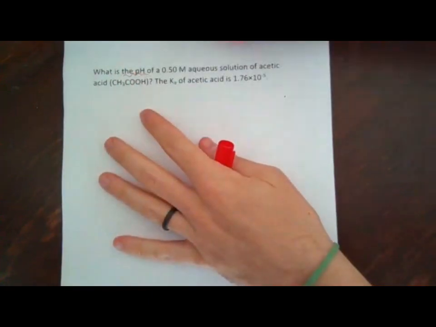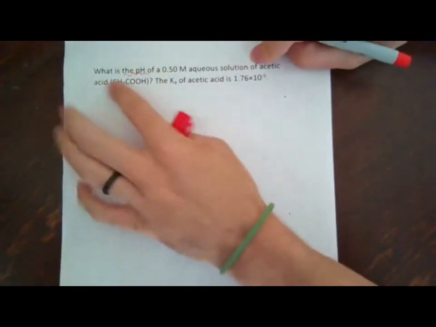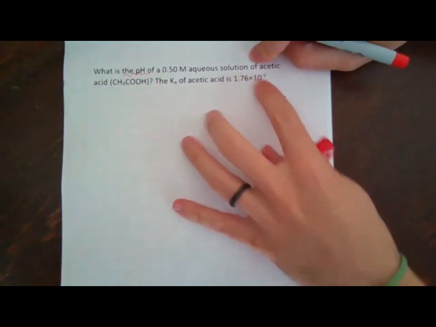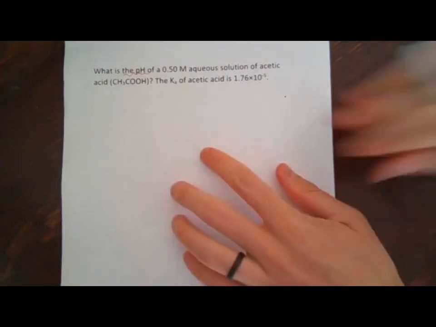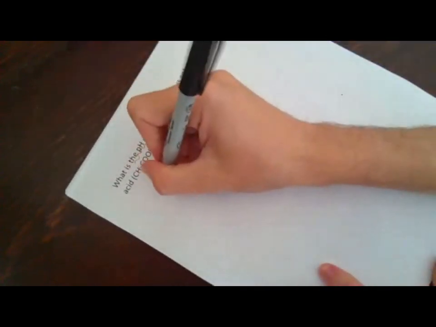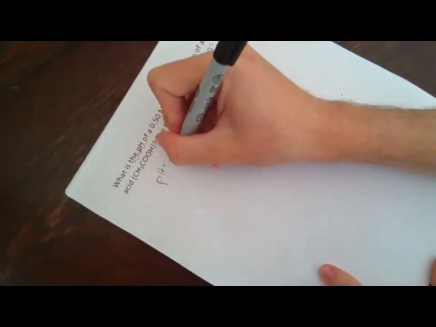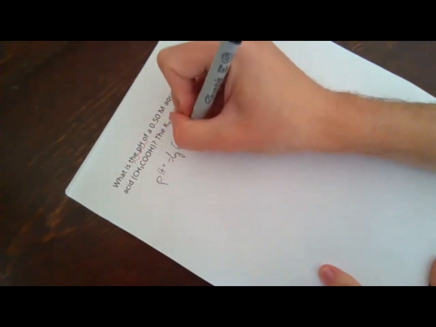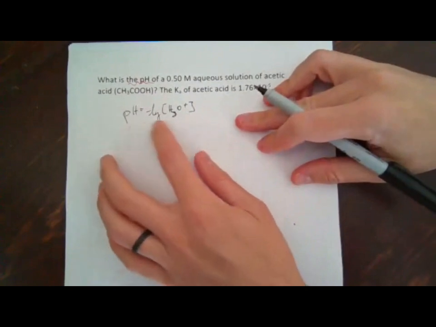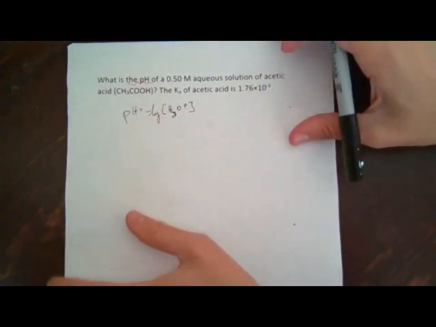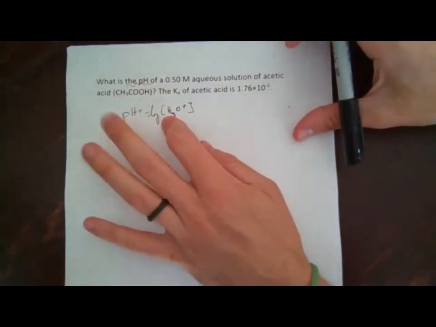All right, so we want to know what is the pH of a 0.5 molar aqueous solution of acetic acid, where Ka of acetic acid is 1.76 times 10 to the negative fifth. So whenever we want pH, we know that really what we're after is the concentration of hydroniums, right? pH is the negative log of the concentration of hydroniums. So if we could get the concentration of hydroniums, we can plug that value in and calculate our pH.